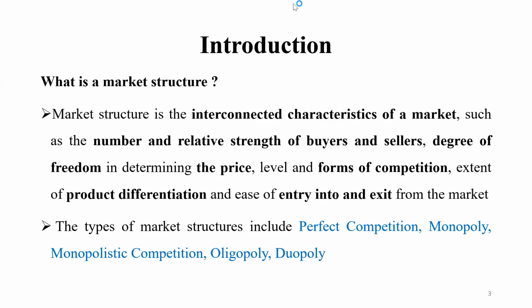So after having the idea about what is meant by the market, we'll see what is meant by market structure. Market structure is actually some interconnected characteristics. When we are considering market structures, we are concerned about the number of sellers and buyers in the market. So if we consider the egg market, or the vegetable market, big onion, potato, like that, the fish market, there are a large number of sellers.